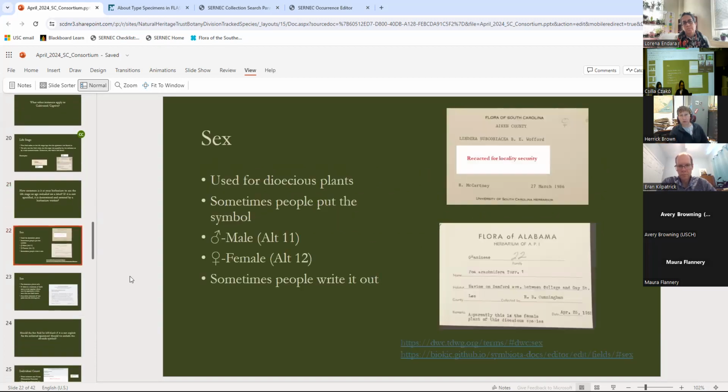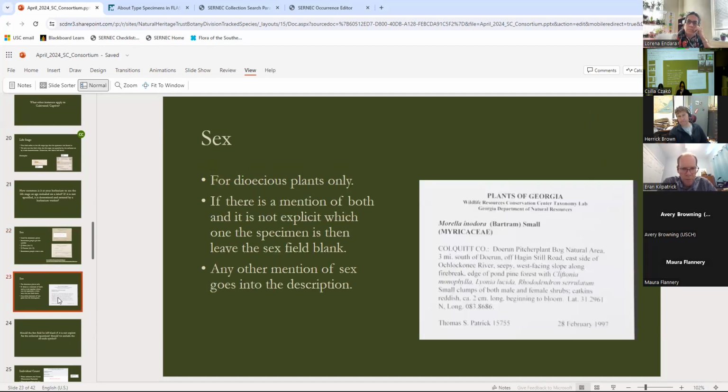Right. So sex is used for dioecious plants. Sometimes people put the symbol, and then sometimes people write it out. In this example, they just put the symbol, and then this person just wrote it out. So the question is, oh yes.